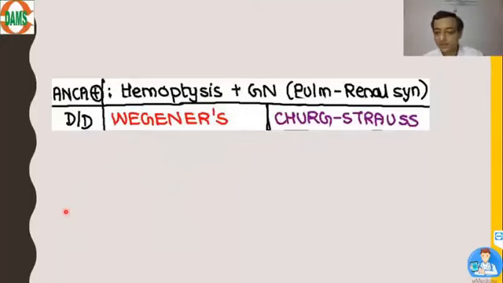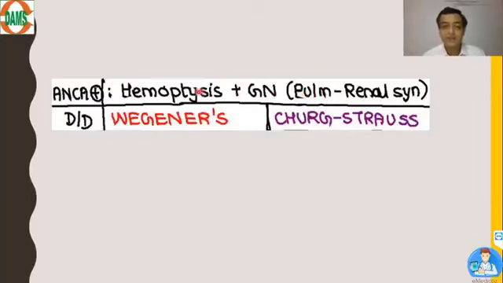ANCA positive. So other two, what are ANCA positive? When the patient comes with hemoptysis and glomerulonephritis, it is called pulmonary renal syndrome, which we have studied.